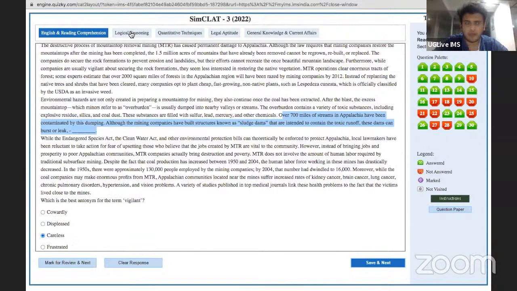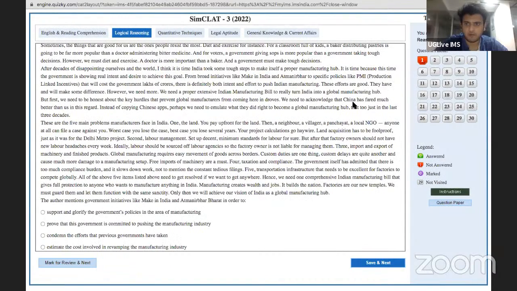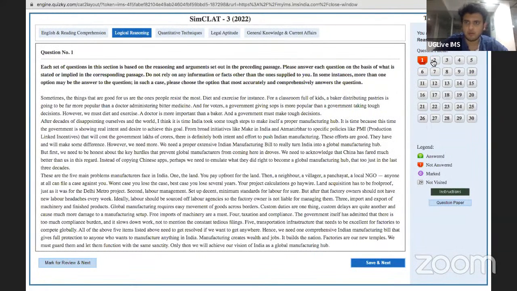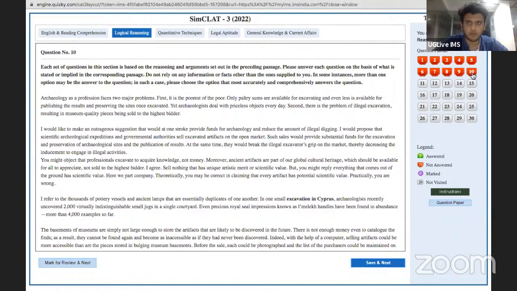ठीक है. So I have 24 minutes left for logical reasoning and quantitative technique as well. तो मैं एक बार देख लेता हूँ quickly the questions, then probably I'll move.